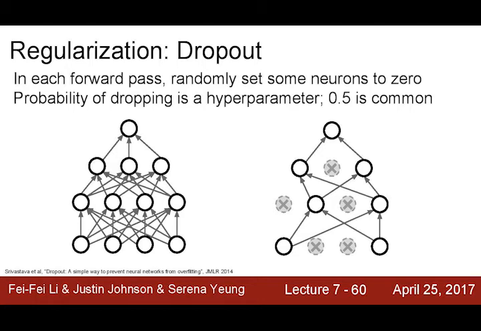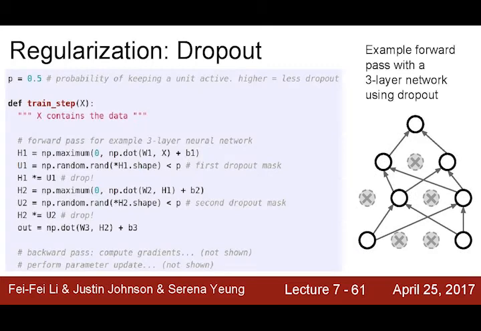포워드 패스에서 뉴런의 값을 랜덤하게 0으로 세팅합니다. 드로핑하는 확률은 하이퍼 파라미터인데 0.5가 흔히 사용됩니다. 왼쪽 그림은 원래의 뉴럴 네트워크이고, 오른쪽 그림은 5개가 랜덤하게 드롭아웃된 뉴럴 네트워크입니다. 아래는 드롭아웃을 사용한 3레이어 네트워크의 포워드 패스이고, 오른쪽은 트레인 스텝의 코딩을 나타내고 있습니다.